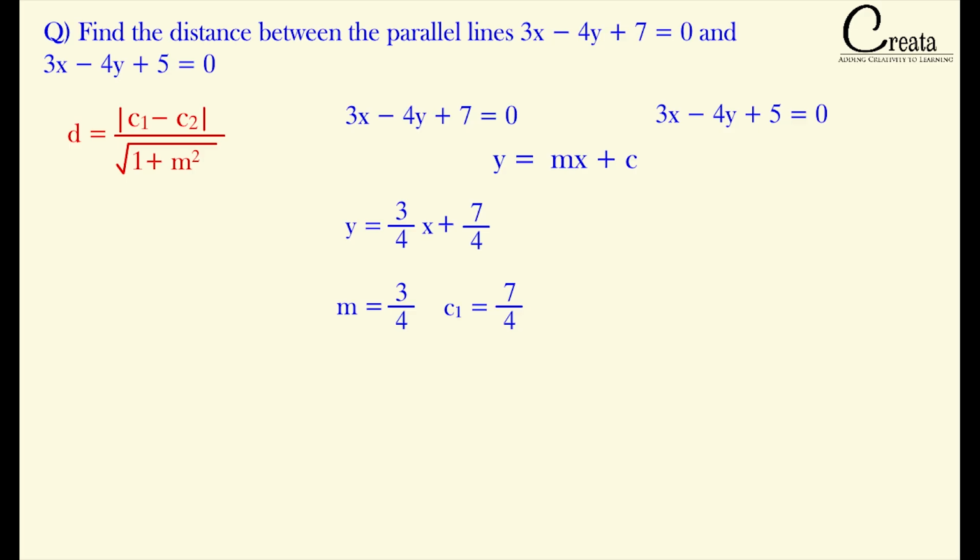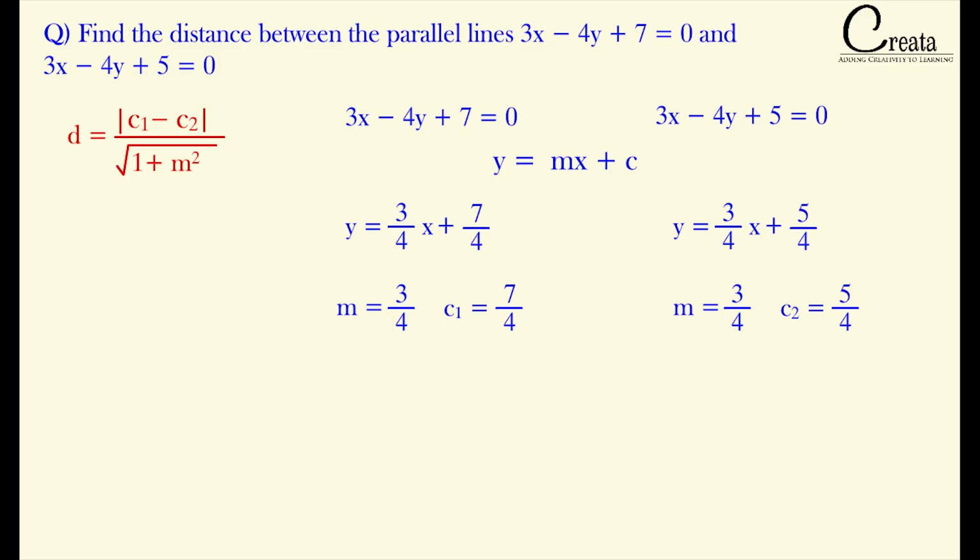Let's also convert our second line to the slope intercept form. We got y equal to 3 by 4x plus 5 by 4. That is we got slope as 3 by 4. Both of these lines are parallel, so their slopes will be equal to each other. And we got y-intercept of second line as 5 by 4. Okay, we got m, c1 and c2.